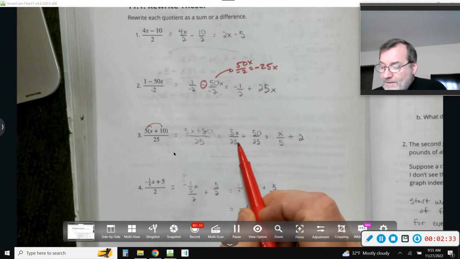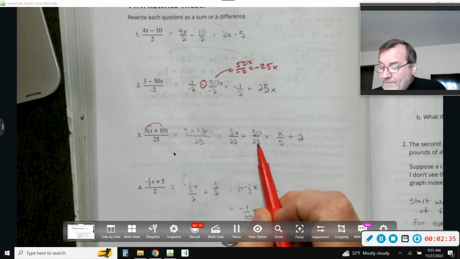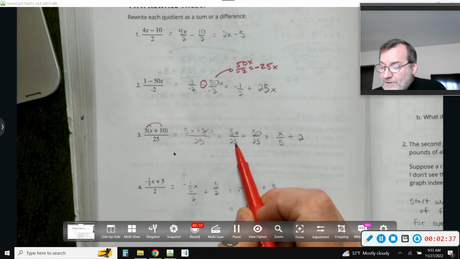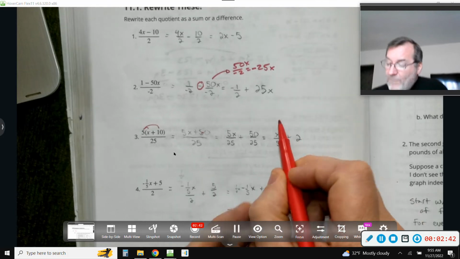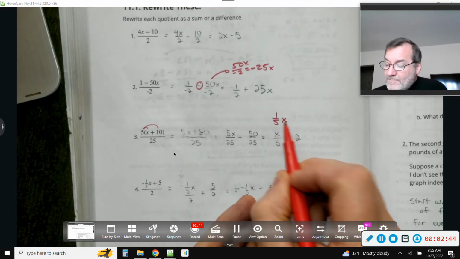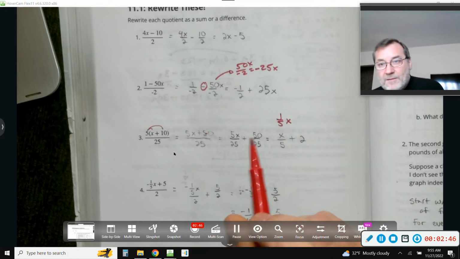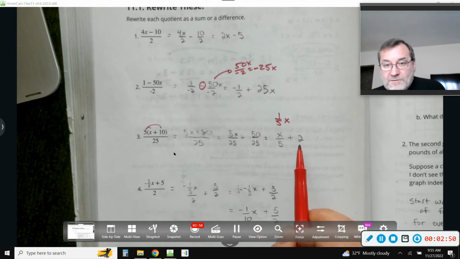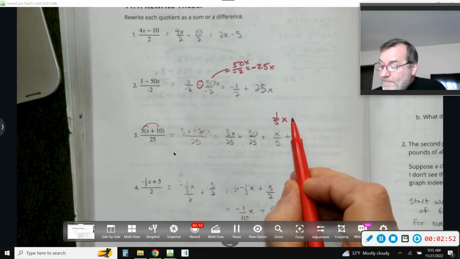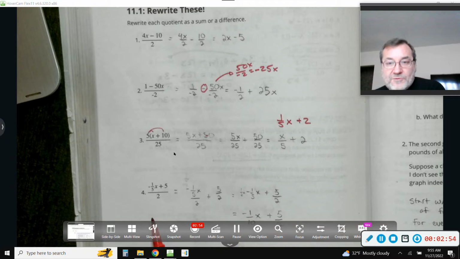So I have 5x divided by 25 and 50 divided by 25. Well, 5 goes into 25 5 times, all right, and the x just gets to stay on top. Now if you want to write this as 1/5 x, that's perfectly fine. It's still acceptable. All right? And 25 goes into 50 2 times, so that one's acceptable too. So either one of those forms is going to work for us.